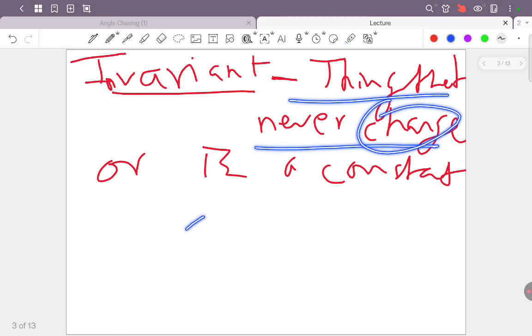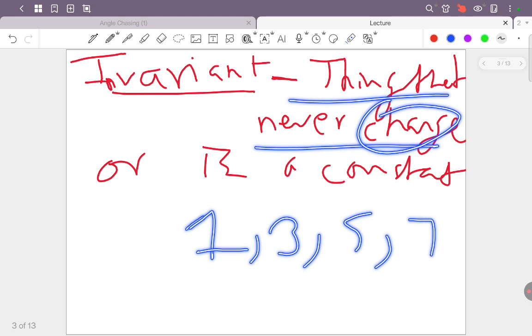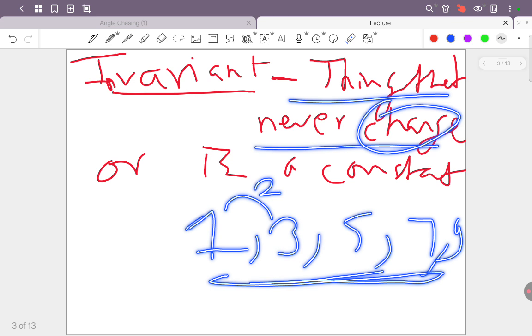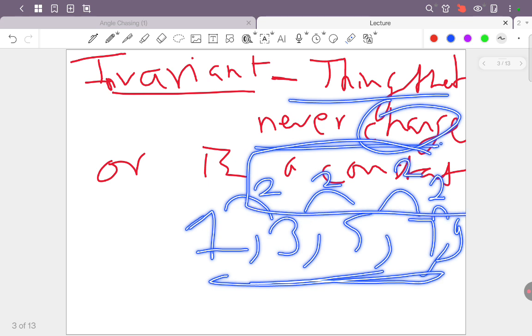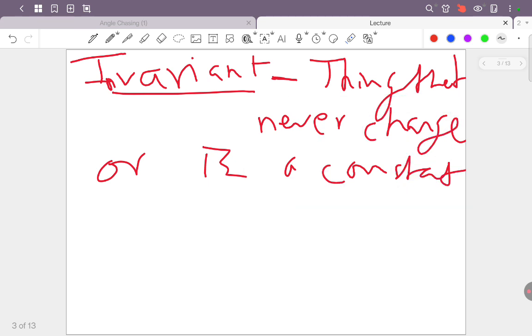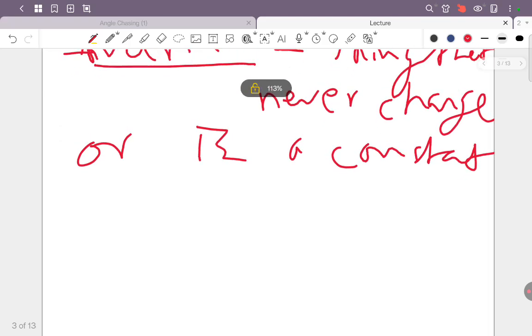Like, let's say 1, 3, 5, 7, 9. What is invariant over here? The difference between any two consecutive numbers is invariant, it is always the same. Okay, that means constant. So now how can we use an invariant over here? We can think of it something like this.